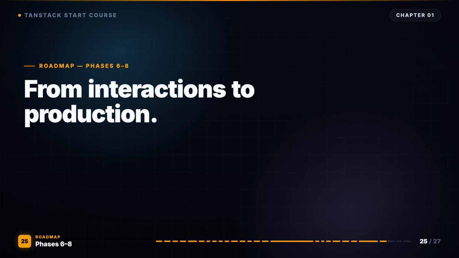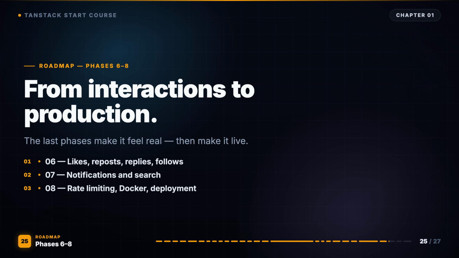Phase 6 is the social graph, likes, reposts, replies, and follows, all with optimistic updates. 7 is notifications and search. And 8 takes us to production. Rate limiting, error handling, Docker, and deployment. By the last chapter, this runs on a real server with a real domain.